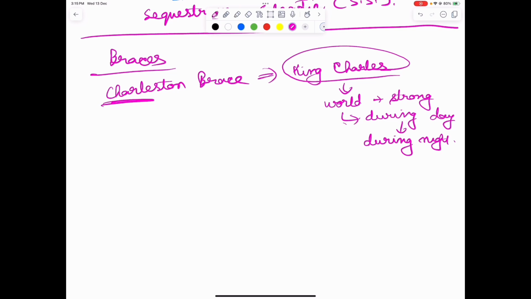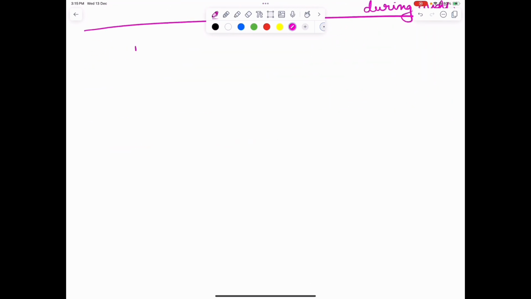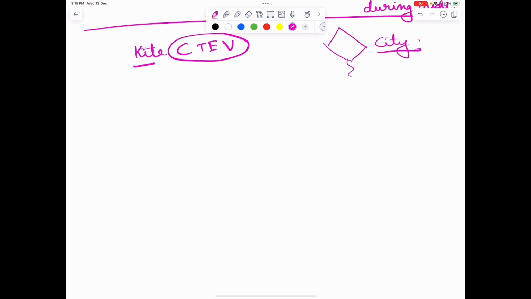Now we move on to the different angles that are often asked. Firstly, Kite's angle is associated with what? Kite's angle is associated with CTEV. Kite's angle is CTEV. If you are not able to remember Kite and CTEV, you can remember it in this way, that you fly the kite in Cetina or something like that.